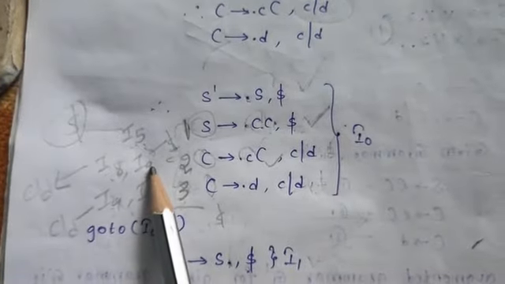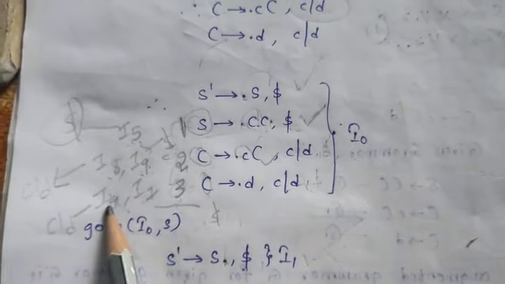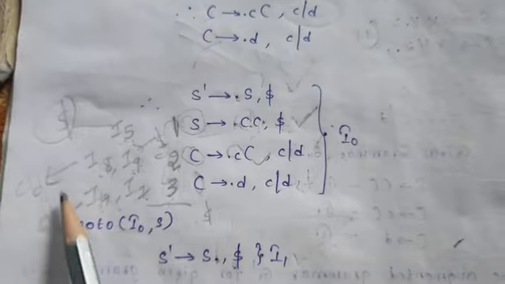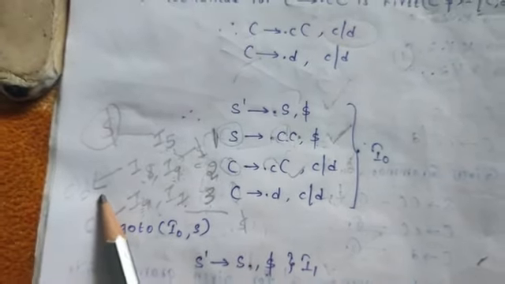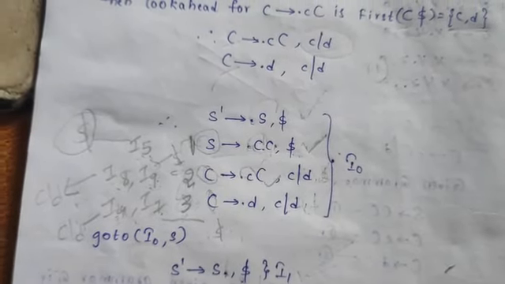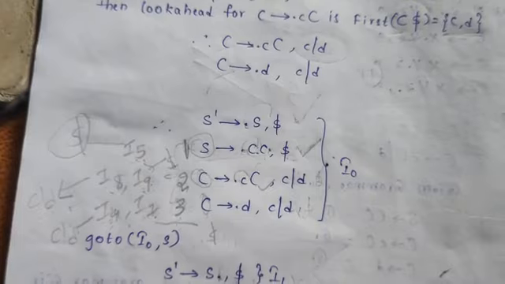Here remember, I8 and I9 are the same, and I4 and I7 are the same, only the lookaheads are different. Okay, you need to remember that one. It will be useful for the next topic, that is nothing but the LALR parsing table.